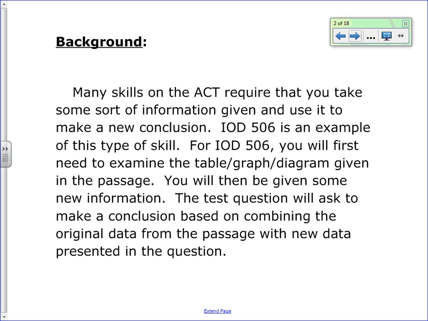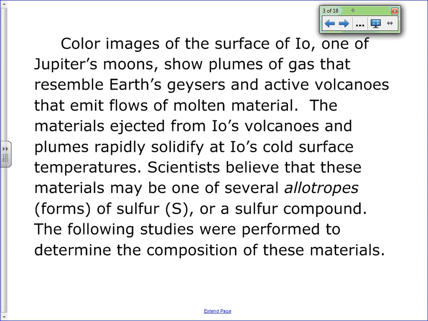Excellent. And you'll always be able to recognize these because it'll say something like, a new study was done and they found blah, blah, blah. Or a second set of data was collected and they found blah, blah, blah. Those are the kind of questions that are especially typical of IOD506. All right, let's take a look at the passage. What we see up here first is the background information.